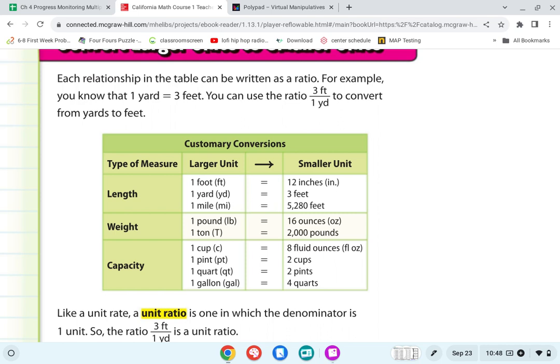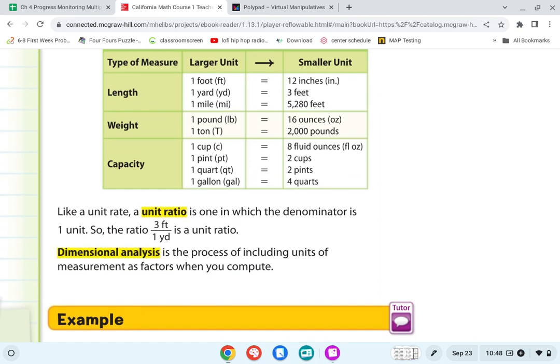Now, if you don't remember the customary conversions, don't fret. You have them in your planner and you also have them right here in this text, all right? Now, a unit ratio is one in which the denominator is 1 unit. So the ratio 3 feet to 1 yard is a unit ratio.